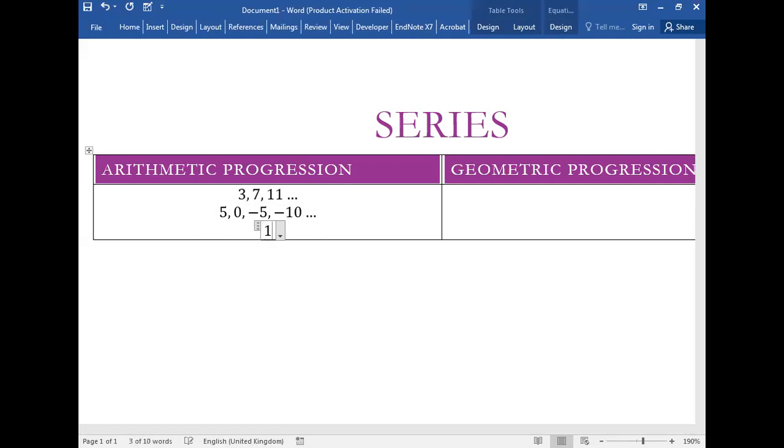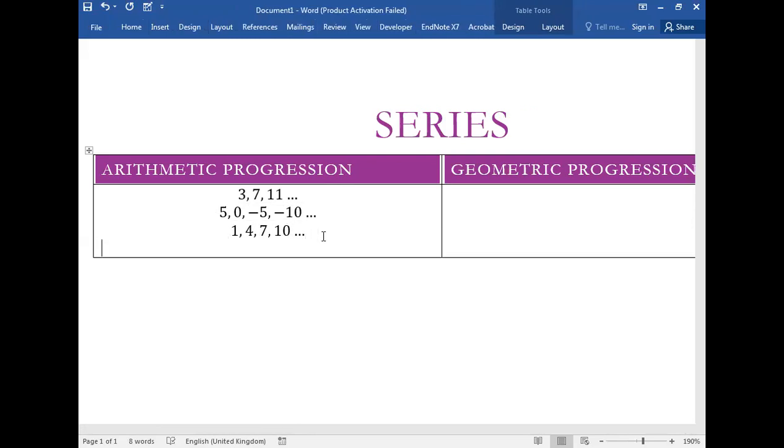And I write 1, 4, 7, 10, and so on. Now, what do you observe in all these sequences or series? What about the first one? What do you observe? Yes, you're adding 4 to get every next term. What about the second one? Yes, you're subtracting 5 from every term to get the next term. What about the third one? Plus 3 to get every next.